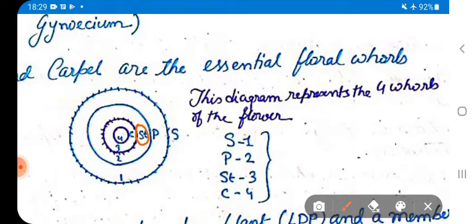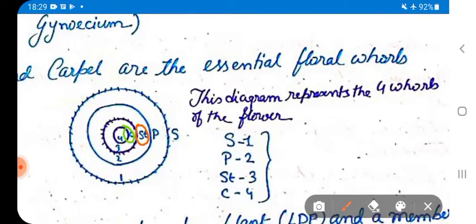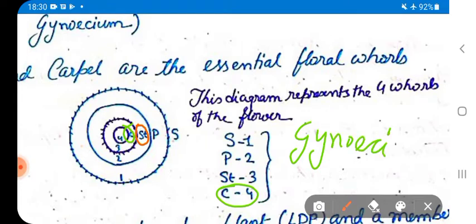If you look at the notes, you will see the topmost part of the flower is the carpel, denoted by C. Carpel is the fourth whorl, the fourth layer of the flower, which is found at the top. Carpel is the female reproductive part of the flower, and it is also called the gynoecium. Carpel consists of stigma, style, and ovary.